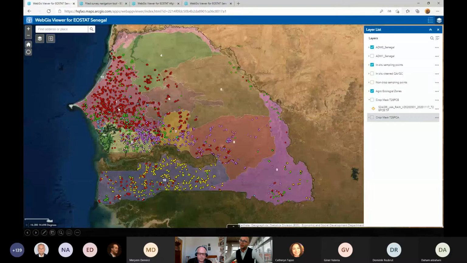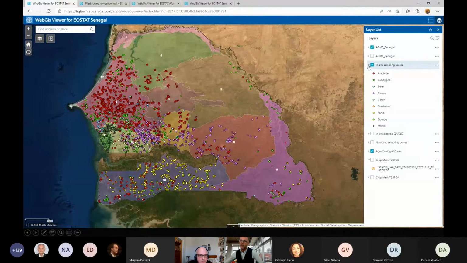So you see all those dots, those are the in situ data that we have acquired and cleaned from the Ministry of Agriculture. And as you can see, they are found in almost all of the agroecological zones in Senegal, which are those colored polygons, those patches. For the time being, we are now in the phase where we have calculated the crop mask.